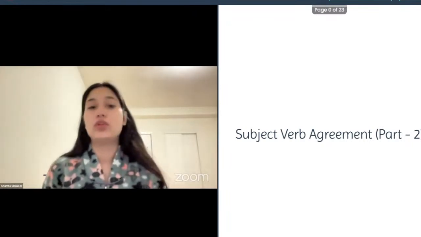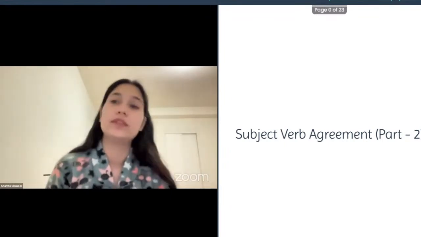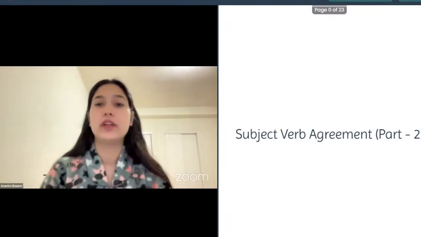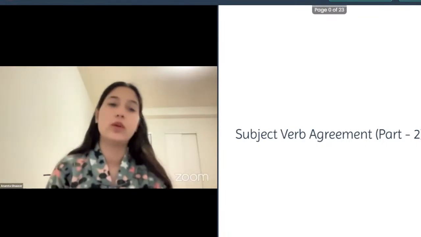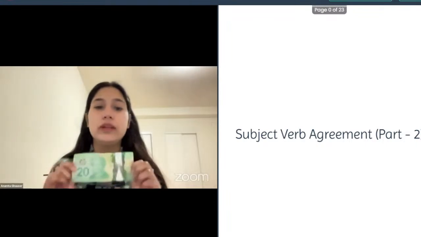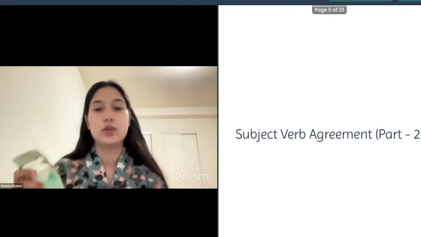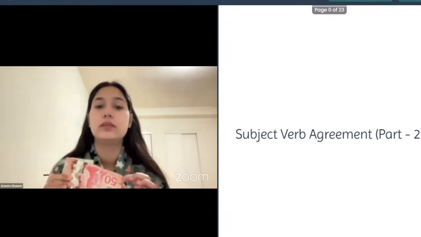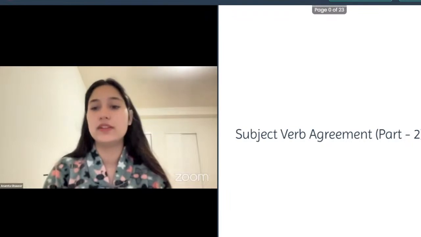Now, if I just want to say 50 Canadian dollars, then I'm going to say is a high price to pay. I hope you understood. If you're just counting the notes, if you're just counting the bills, they can be singular or plural. Like I can say this is a $20 bill. So this is singular. Or if I want to say this is a 20 and this is a $50 bill, then they will be plural. Understood? Anybody, any question in the slide?